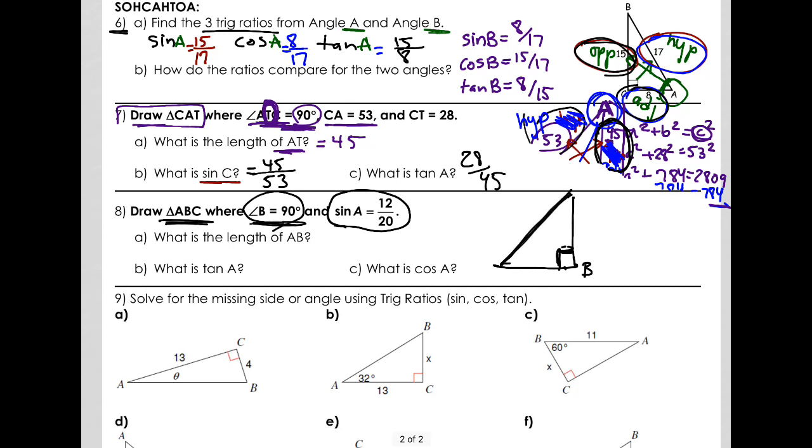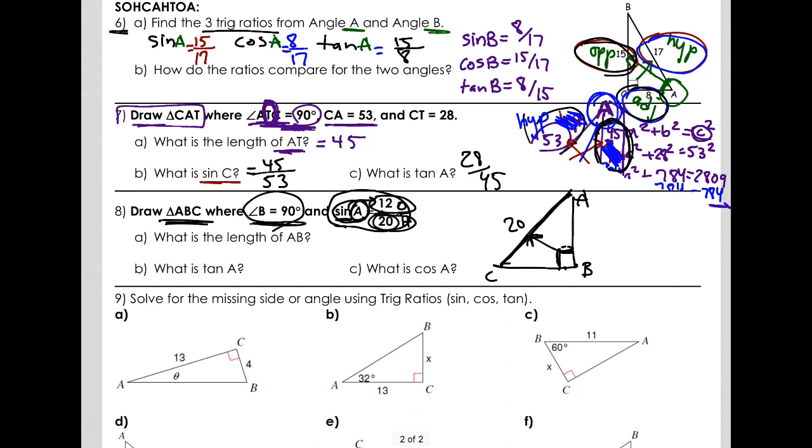Alright, so we got C, we have A, and it tells us the sine of A is 12 over 20. So basically right there is telling you that if you label the triangle for angle A, the opposite over the hypotenuse, since it's talking about sine, will be 12. The opposite will be 12. The hypotenuse will be 20. Well, the hypotenuse never changes, so there's my hypotenuse. I already know that's 20, since they said the sine of A is 12 over 20.